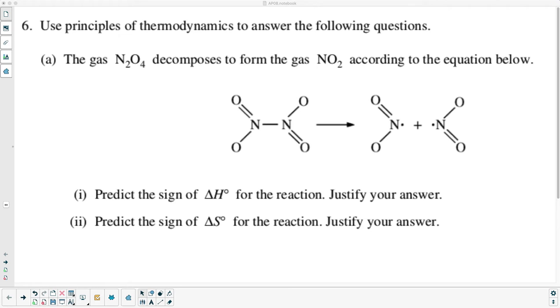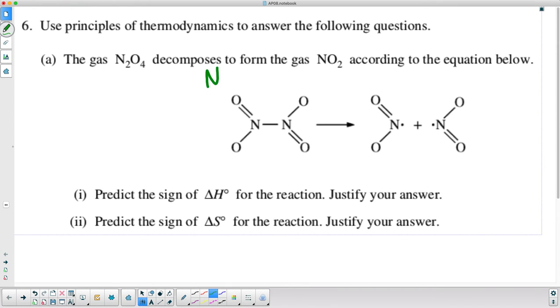This is the AP problem. It is about the reaction of N2O4 as a gas and the equilibrium that it has with 2NO2 as a gas. Now I know it shows you the structure here, but you should be able to get the same information by looking at what the structures are. So here's what we get. It says predict the delta H for the reaction, justify your answer.